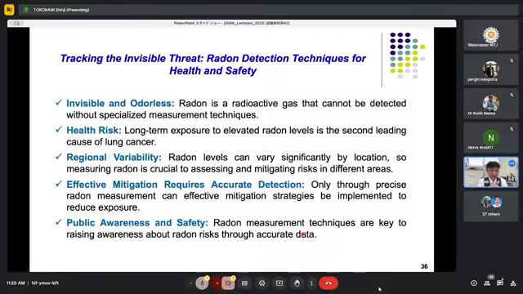Tracking the invisible threat. Radon detection techniques for health and safety. Invisible and odorless, radon is a radioactive gas that cannot be detected without specialized measurement techniques. Health risks: long-term exposure to elevated radon levels is the second leading cause of lung cancer.